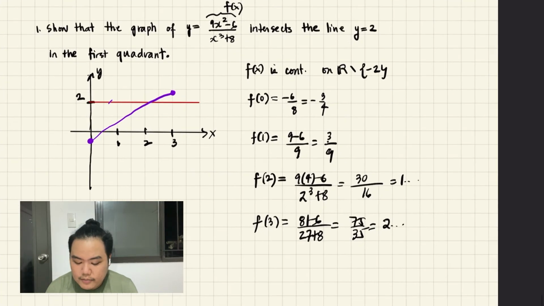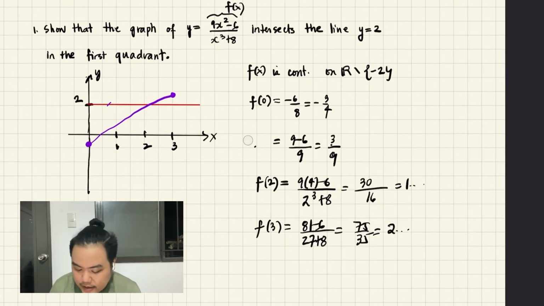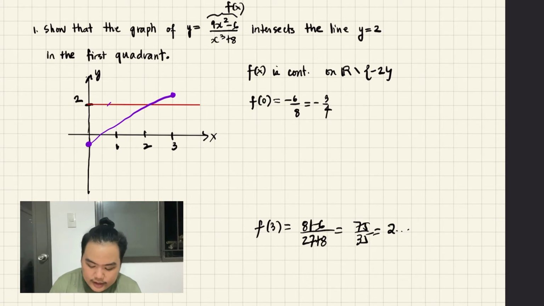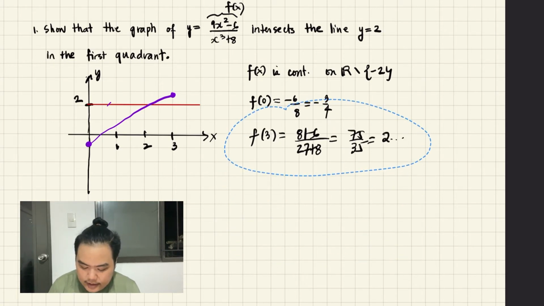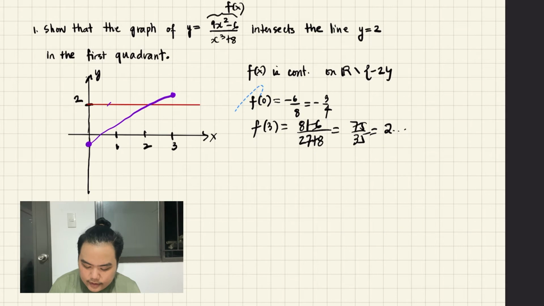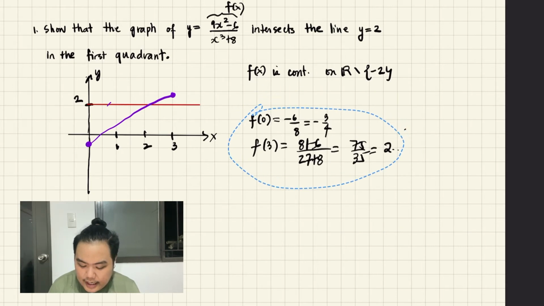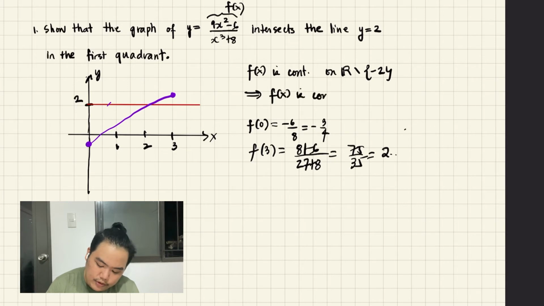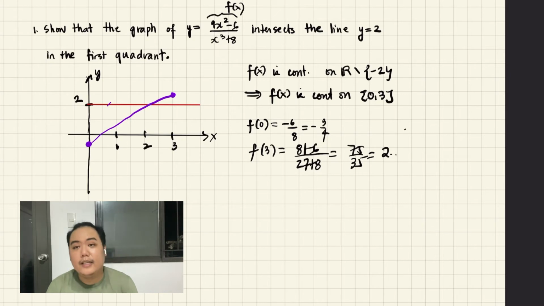So, isusulat mo na lang to ng mas maganda. So, ang importante lang sa'yo ay yung f of 0 and f of 3. Okay? So, continuous siya sa set na ito. Therefore, yung function mo is continuous on 0, 3.